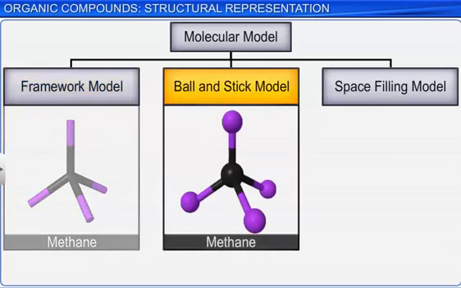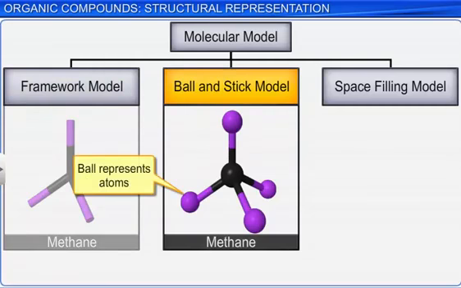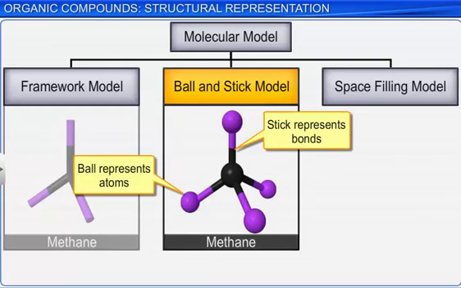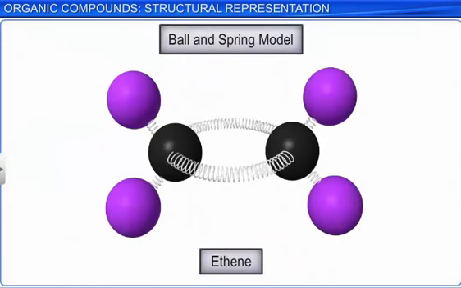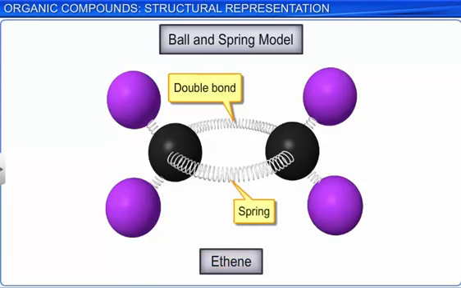In the ball and stick model, both bonds and atoms are shown. The balls represent atoms while sticks represent bonds. Compounds containing a double bond, as in ethene, are represented in a different way. In place of a stick, a spring is used to represent the double bond. Hence, this type of model is called the ball and spring model.